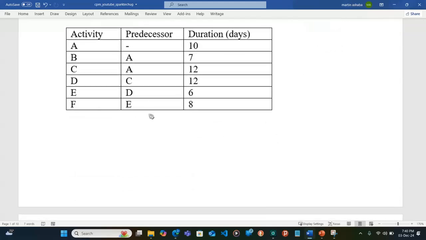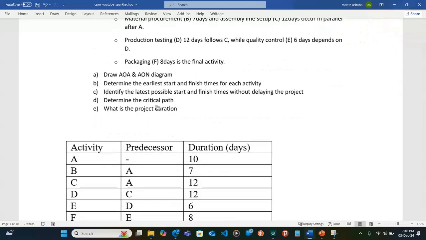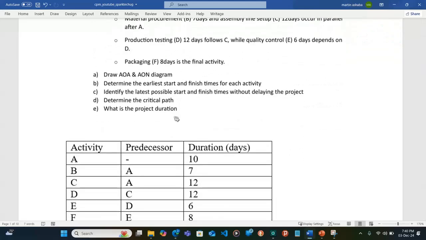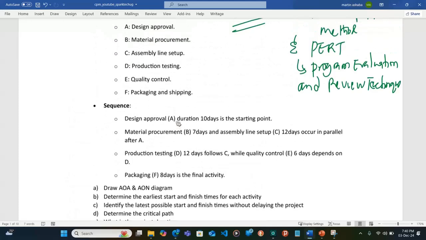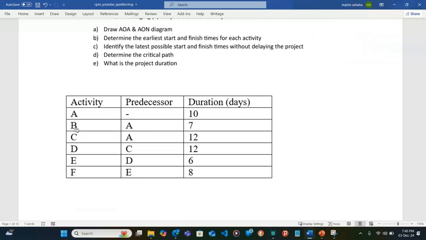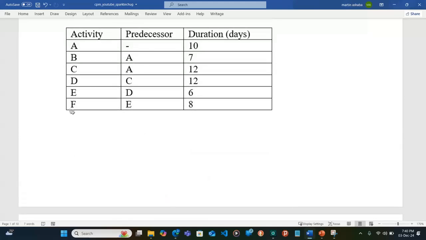So extracting the information from above, as we have said, A is the starting point with 10 days, then is followed by B, C, D up to F, but we are also told that procurement B and assembly line C occur in parallel after A. So it means you can't do B without finishing A, you can't do C without finishing A, up to E. I mean up to F.